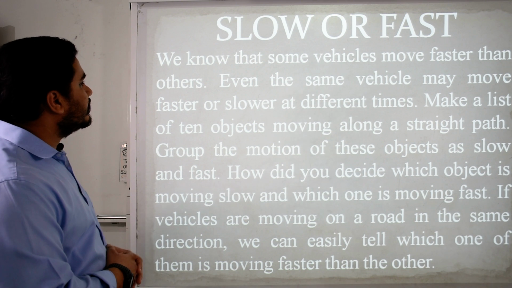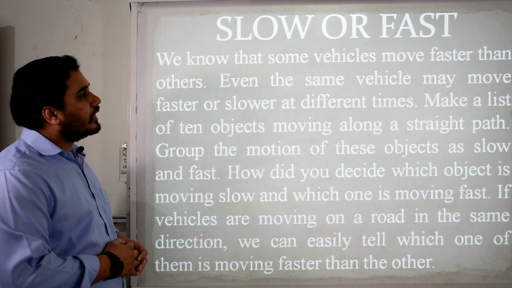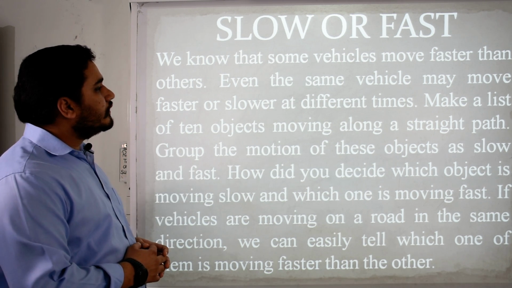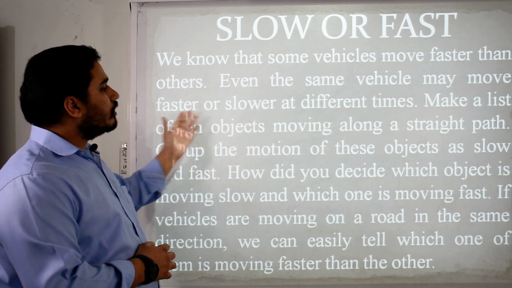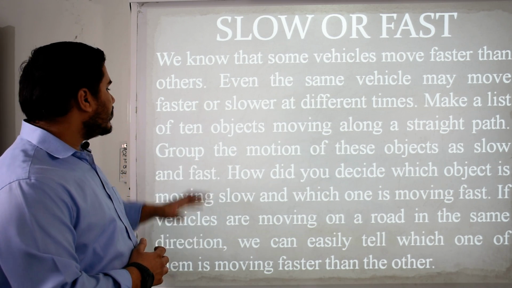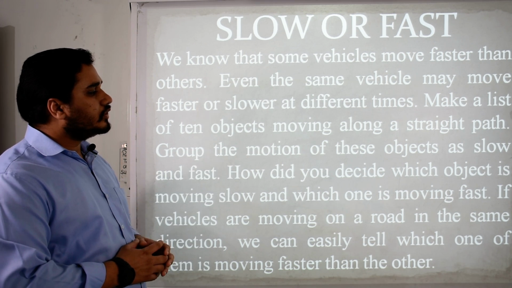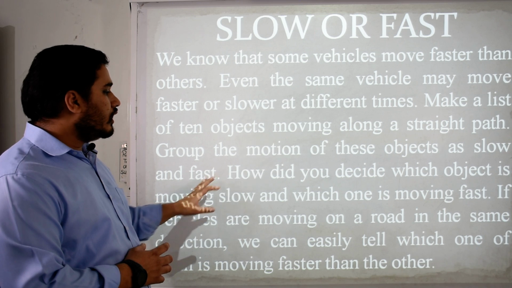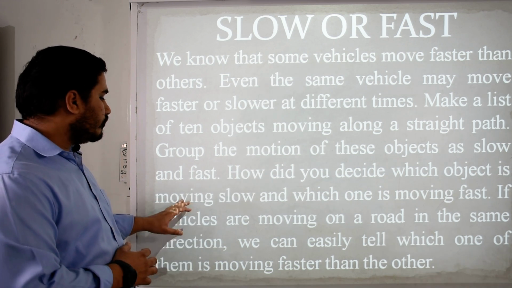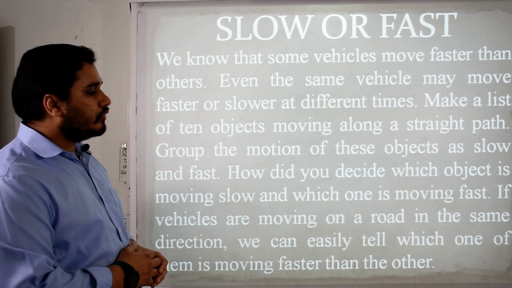Slow or fast, that is the first topic. We know that some vehicles move faster than others. Even the same vehicles may move faster or slower at different times. Make a list of 10 objects moving along a straight path. Group the motions of these objects as slow and fast. How did you decide which object is moving slow and which one is moving fast?